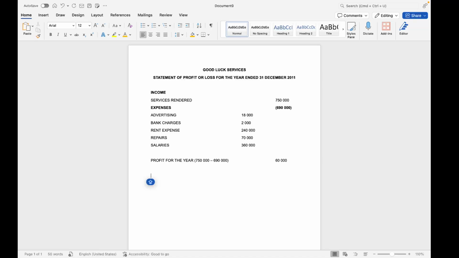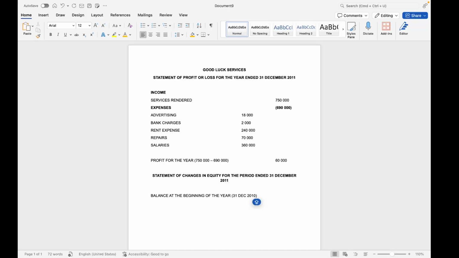Now we can move on to the statement of changes in equity for the period ended 31 December 2011. This one again is also going to be very easy because we're not dealing with many accounts, right? We're just going to have our balance at the beginning of the year. Our opening balance at the beginning of the year is the closing balance of the previous year. So we can just say 31 December 2010, right?